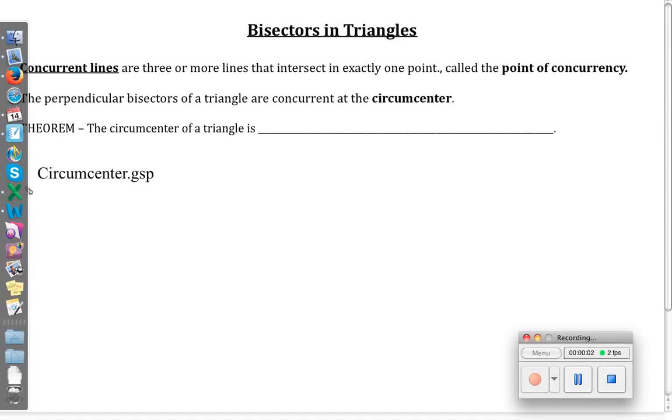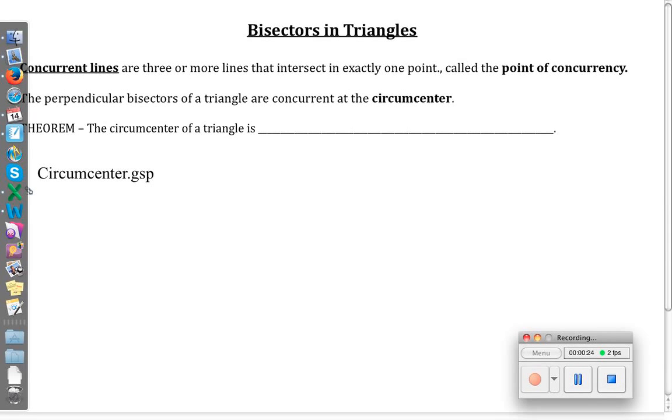Yesterday's lesson, the segments that we were talking about weren't necessarily in the triangles, but I did say that we were leading up to talking about these segments within a triangle. So today we're talking about angle bisectors of the angles in a triangle, and we're talking about the perpendicular bisector of the sides of a triangle.